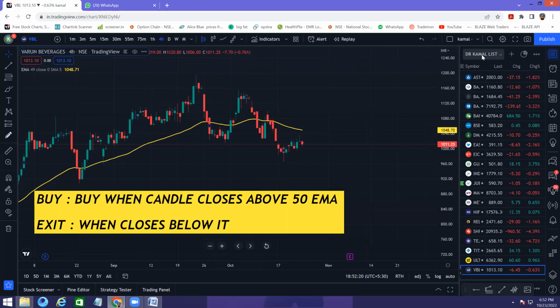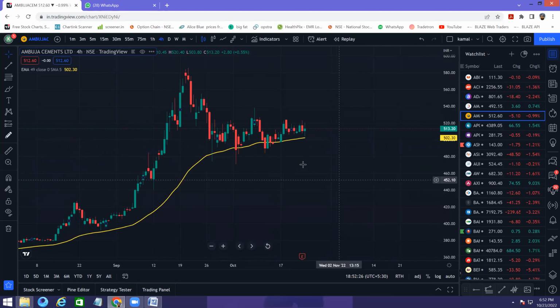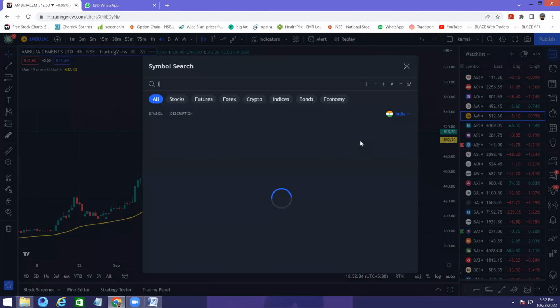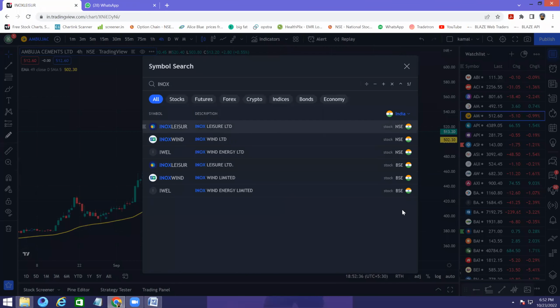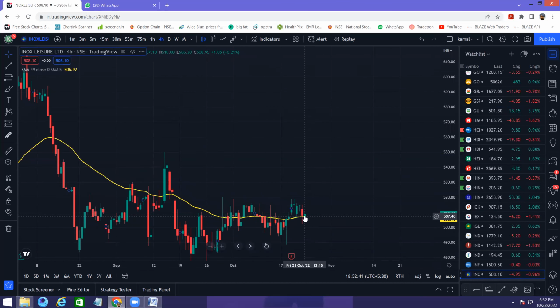Now let me show you some stocks which I shortlisted for tomorrow. One is Ambuja Cement. We have a green candle which has closed over the 50 EMA, and we can take a trade on this. Another stock is Inox. A green candle has just closed above the 50 EMA. So this becomes a good stock to buy. You exit if it goes down.